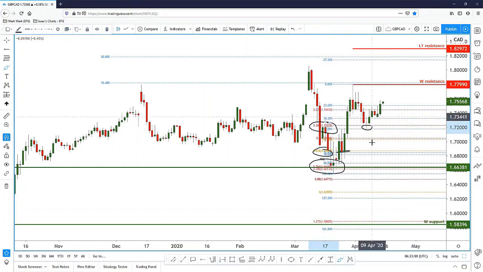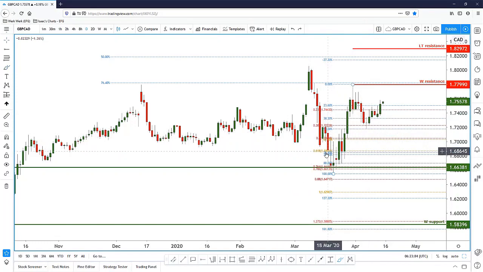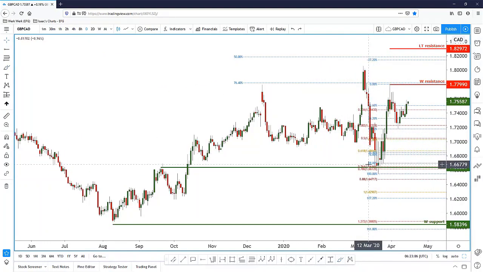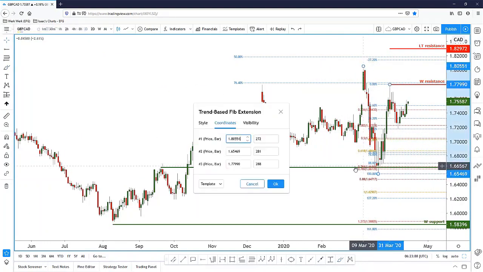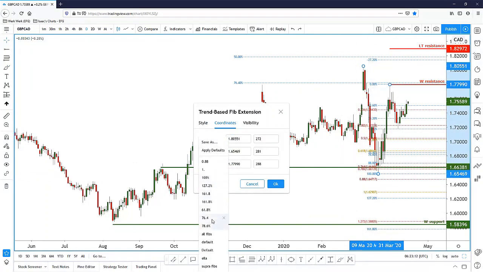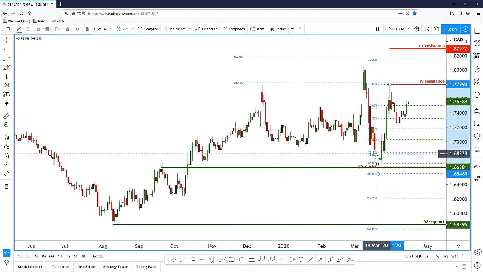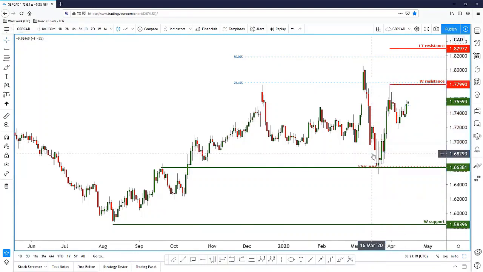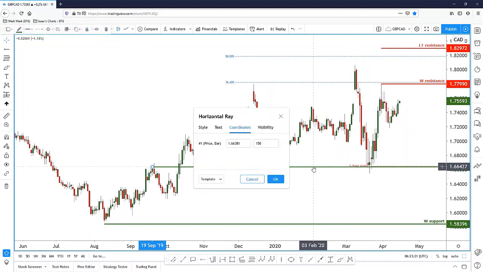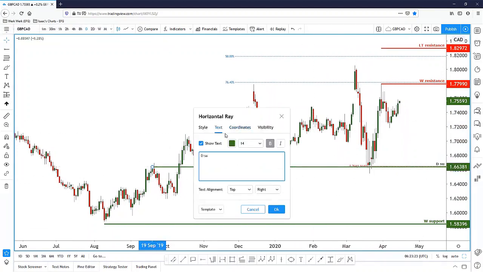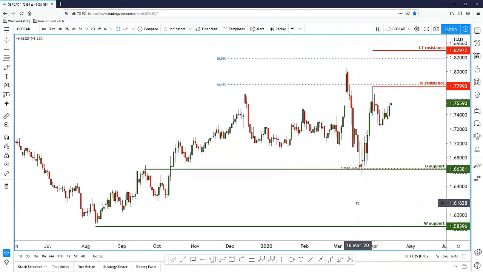So many levels to choose. Which one would I pick? Any one of them is correct. But because of presentation purposes, I will actually choose this stronger graphical support level. Choose the 76, and I can remove this one. Right, so this will be our daily support. Now I have the daily support.